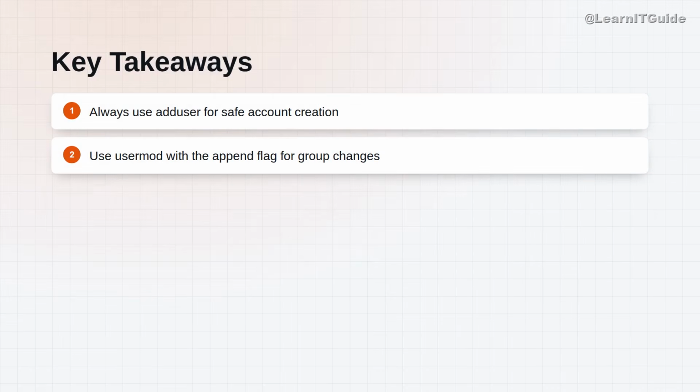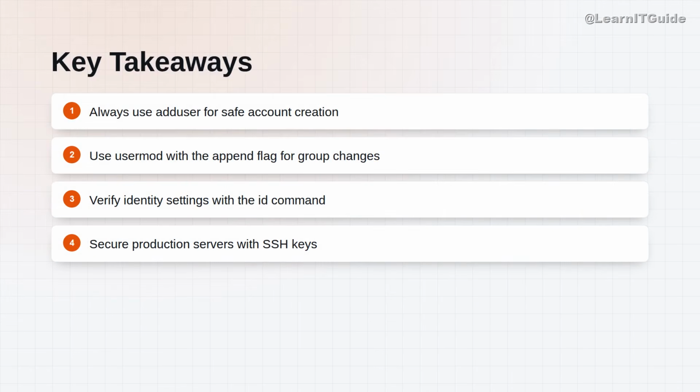You now know how to safely create new user accounts using the adduser tool, which ensures all home directories are populated correctly. Remember that when you modify group memberships, you must use the append flag with usermod, otherwise you will accidentally remove the user from their other groups. Always verify your identity configuration with the id command before handing access to a user. Finally, ensure your production environment remains secure by favoring SSH keys over traditional passwords.